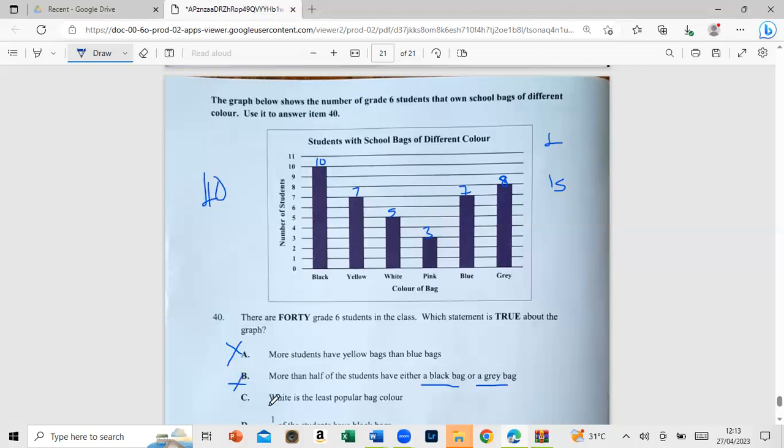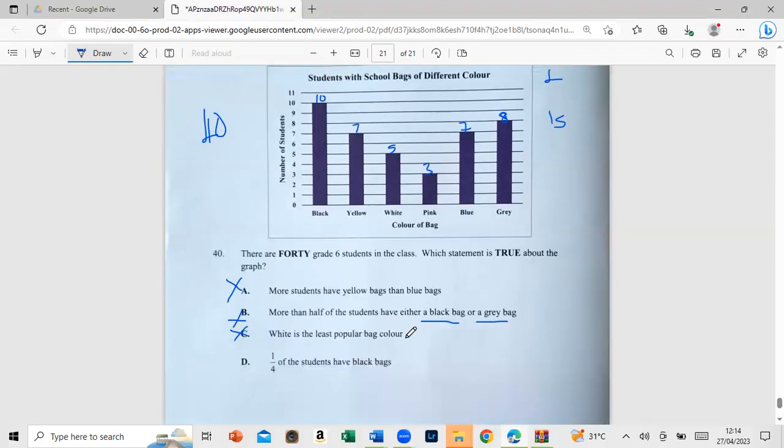White is the least popular color. A quarter of the students have a black bag. Alright, so the total is 40, so a quarter of 40 is 10. So yeah, that one is correct.